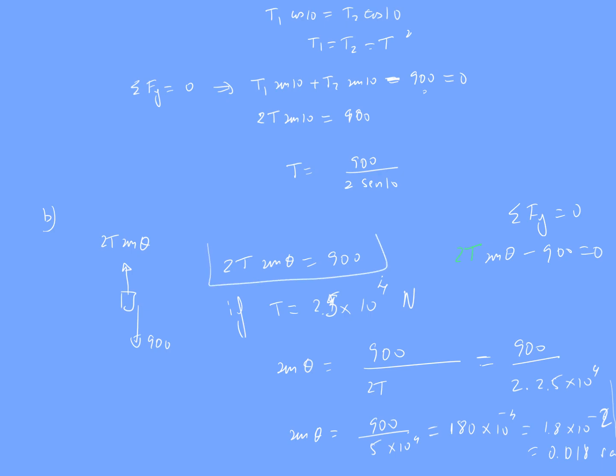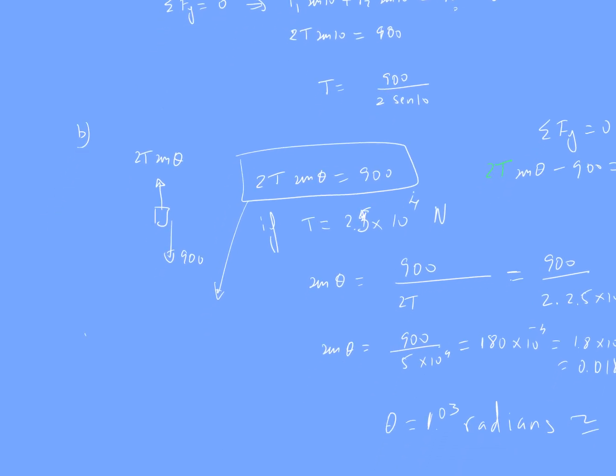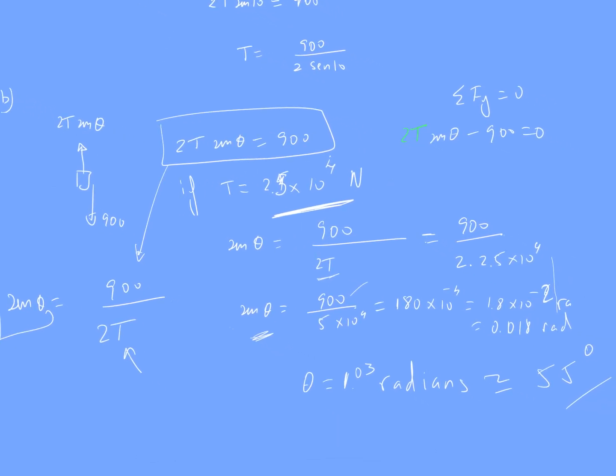From this equation, we are looking for the sine of theta, which will be 900 divided by 2T. So if they give me the breaking point, when the tension T is 2.5 times 10 to the 4 newtons, I will know what angle corresponds to this tension. So sine of theta will be 900 divided by 2T. The tension T is given.